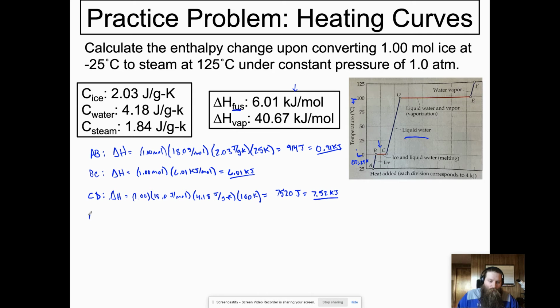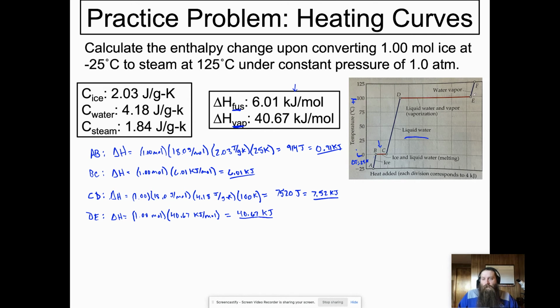Now I need the leg DE, that segment of my graph. Again, I'm just back to using the enthalpy. So I have 1.00 moles. I'm going to multiply it this time by the delta H of vaporization, so 40.67 kilojoules per mole. Mole cancels out. I'm left with 40.67 kilojoules. I'm going to need that number.